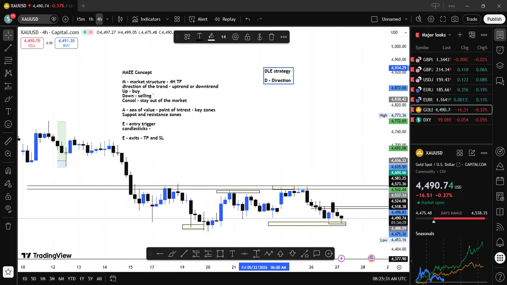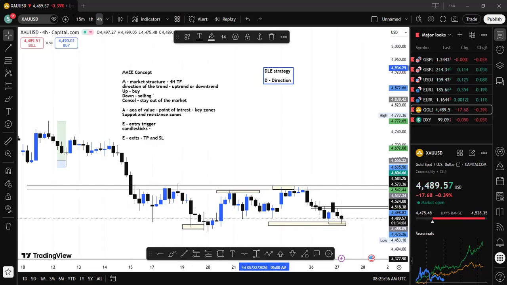For direction, we look at the market structure, whether the market is in an uptrend or downtrend. And if the market is in an uptrend, we only, note the word only, will be looking for a buy opportunity. And if the market is in a downtrend, we will only be looking for a sell opportunity. You get that? That's direction.